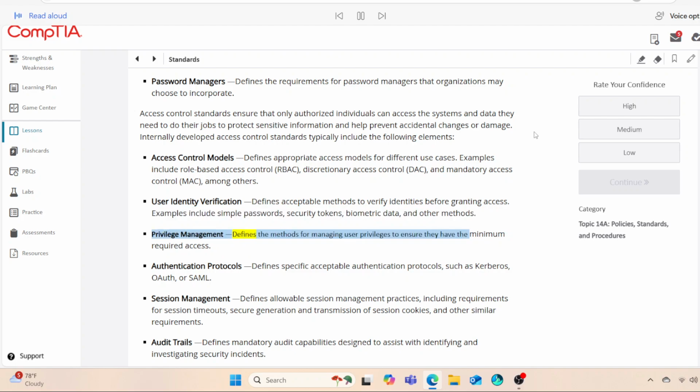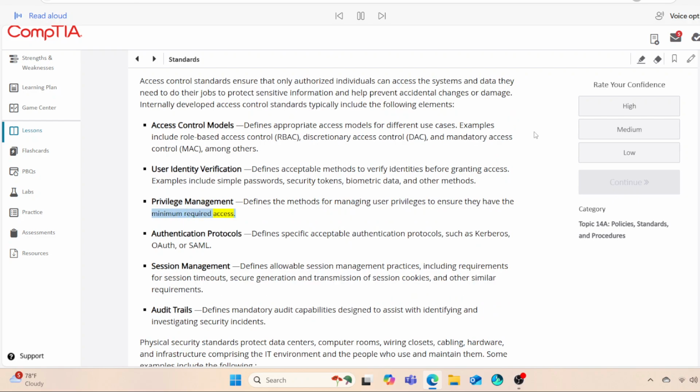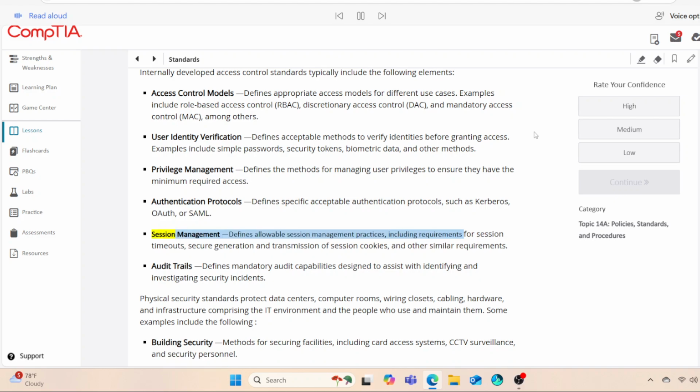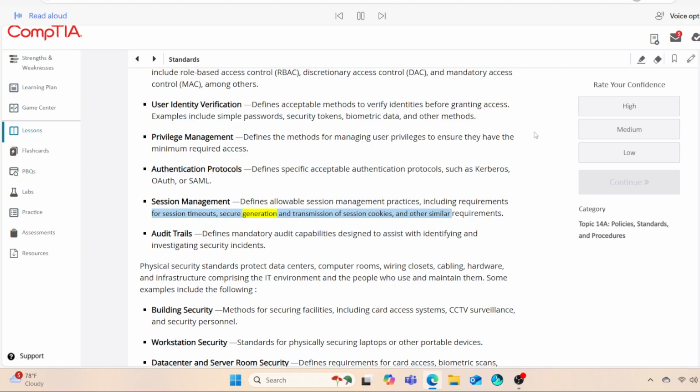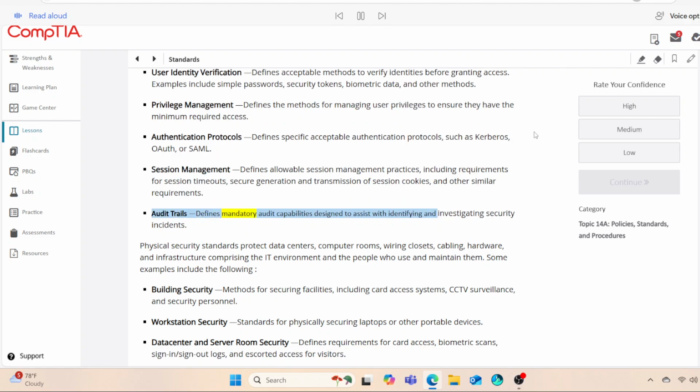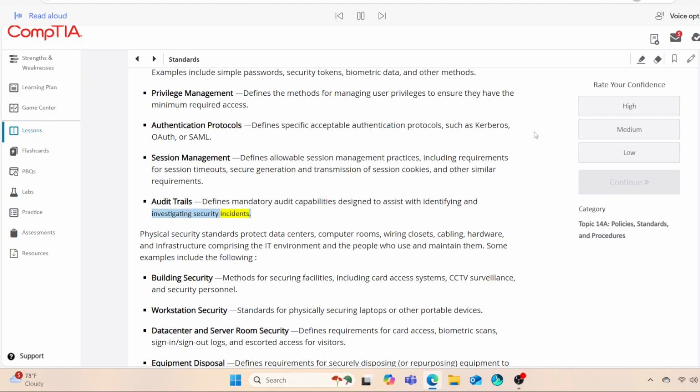Privilege management defines the methods for managing user privileges to ensure they have the minimum required access. Authentication protocols defines specific acceptable authentication protocols, such as Kerberos, OAuth, or SAML. Session management defines allowable session management practices, including requirements for session timeouts, secure generation and transmission of session cookies, and other similar requirements. Audit trails defines mandatory audit capabilities designed to assist with identifying and investigating security incidents.